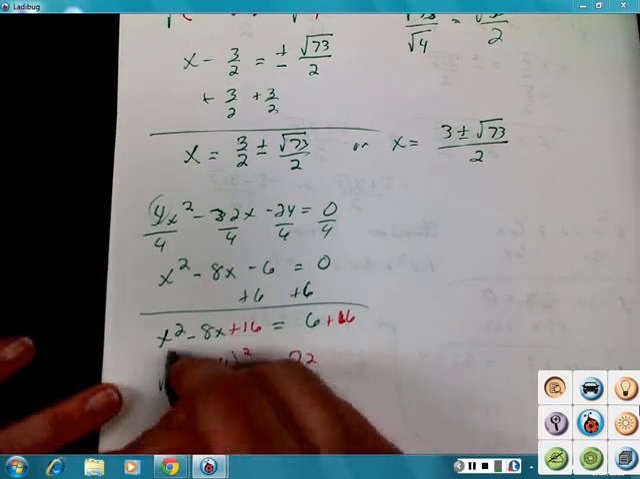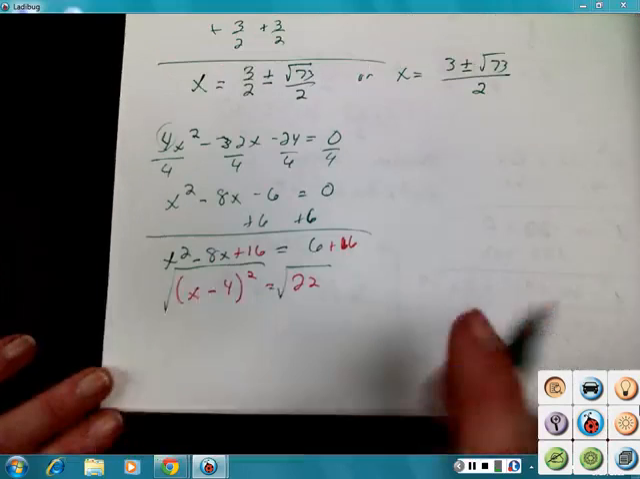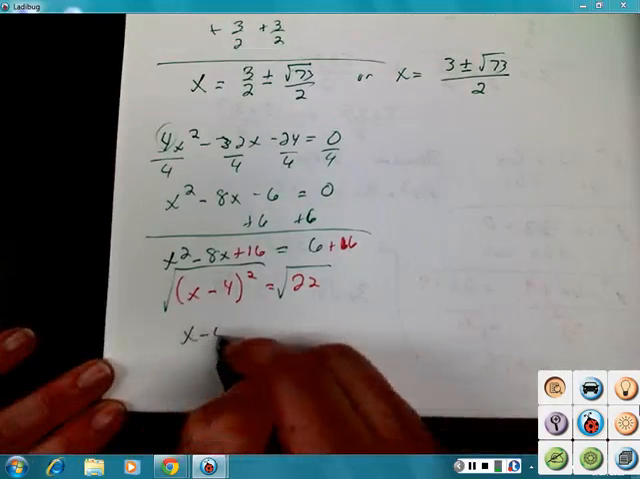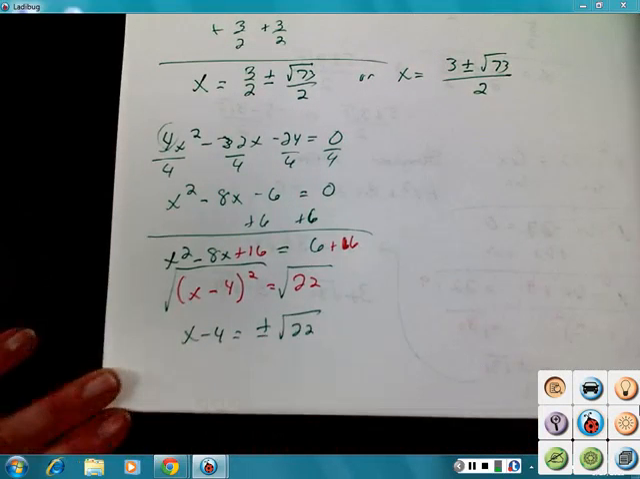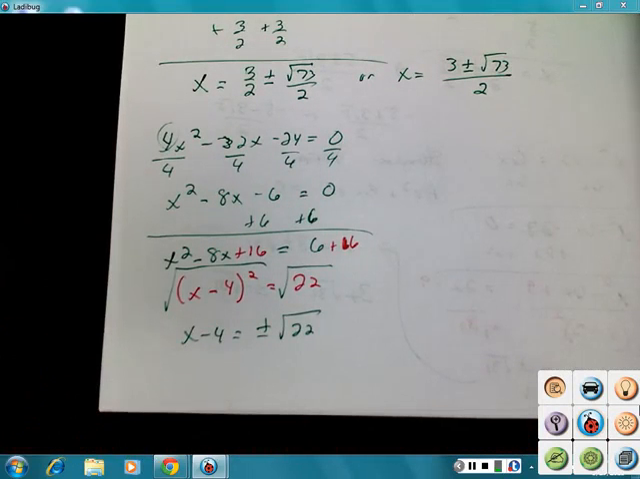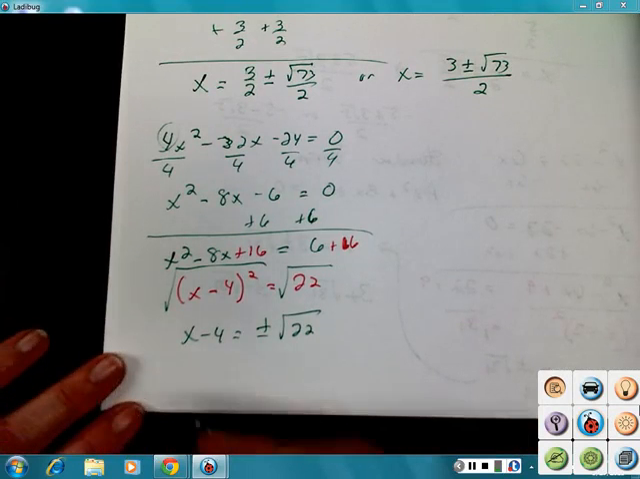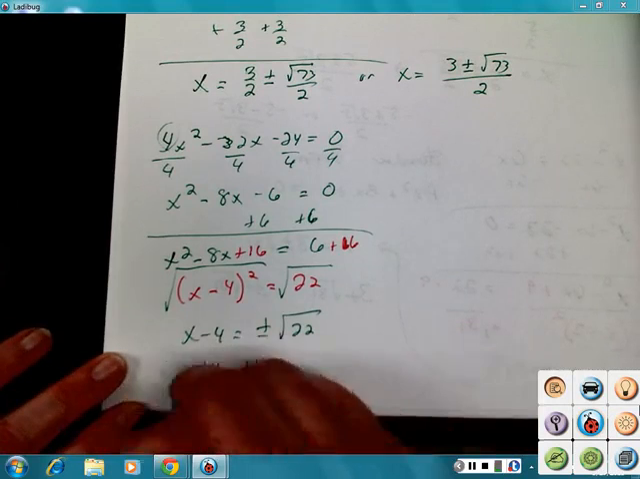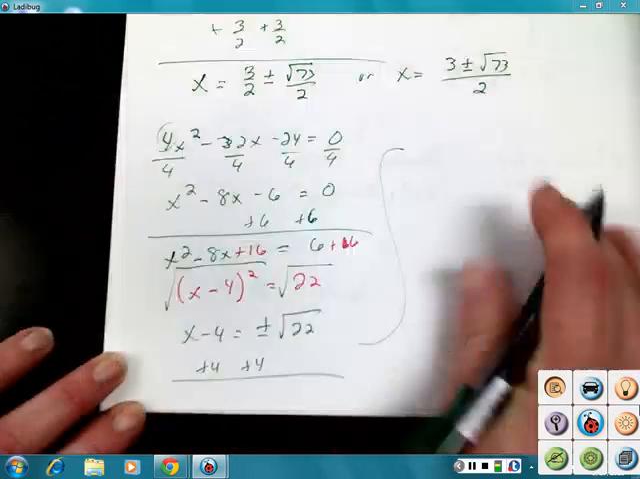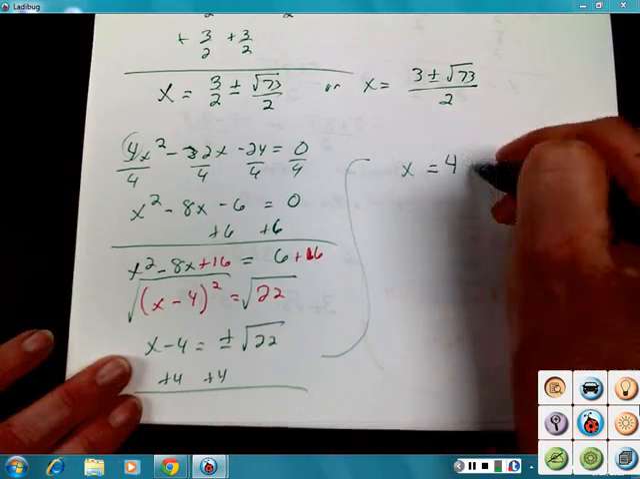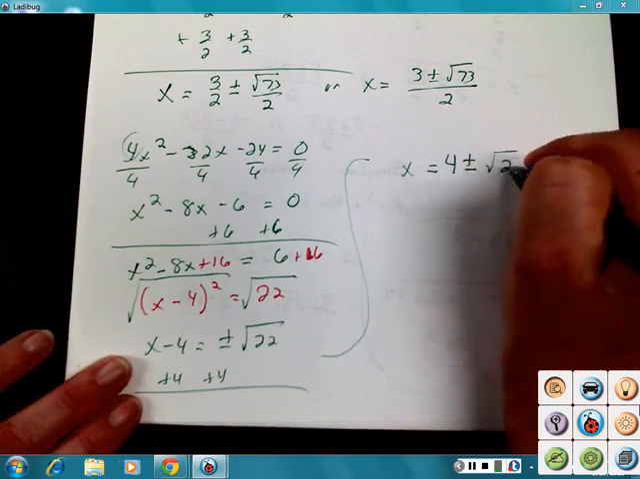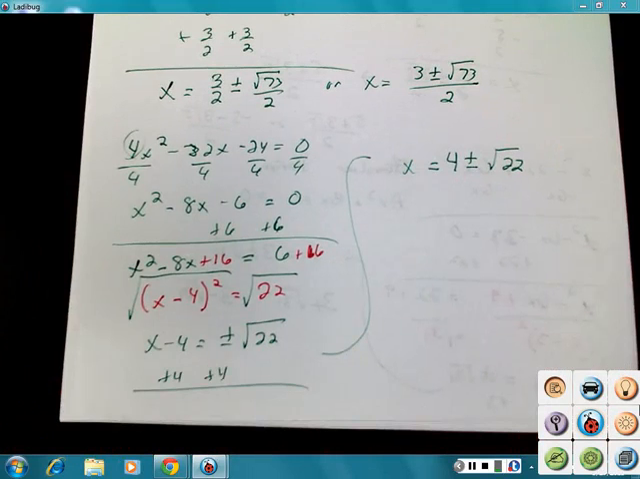Take the square root of each side, and I find on this side I have x minus 4, and on this side I have a plus or minus the square root of 22. 22 is 11 and 2, which doesn't help me. I can't pull anything out. And then finally, add 4, and find out that x is equal to 4 plus or minus the square root of 22. Yes?